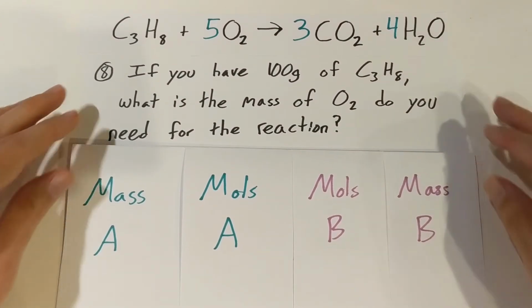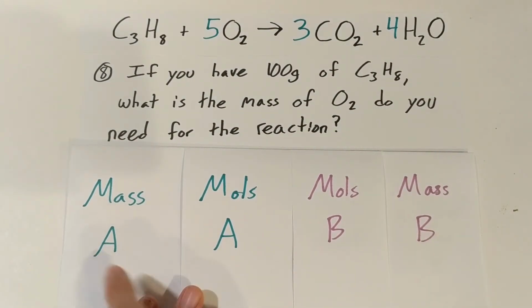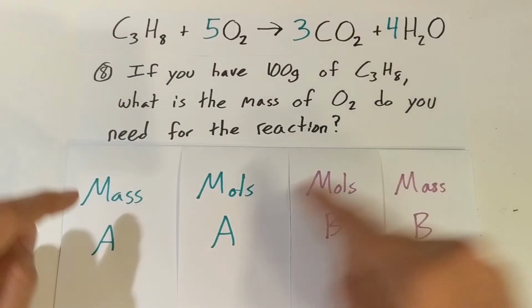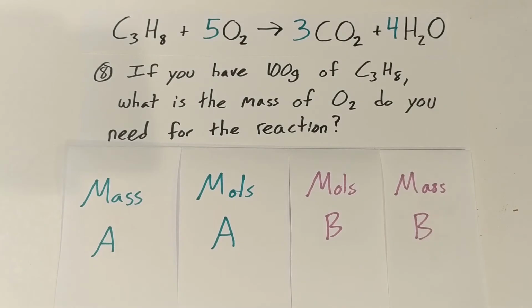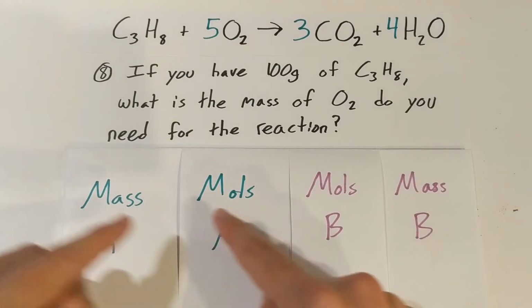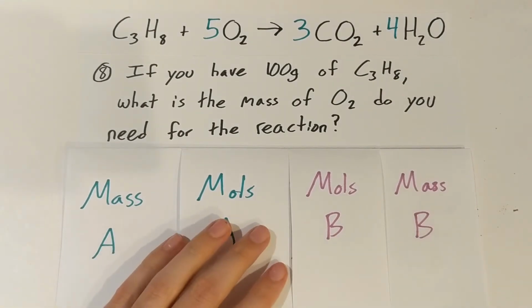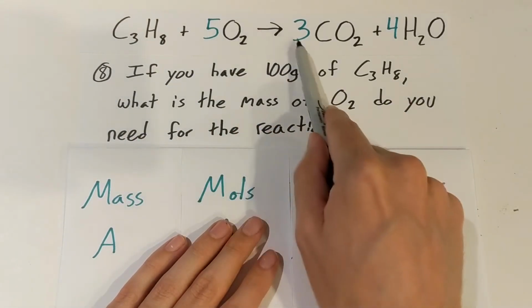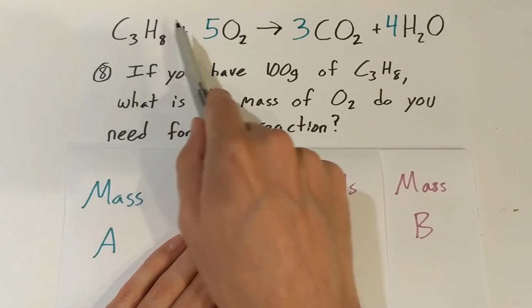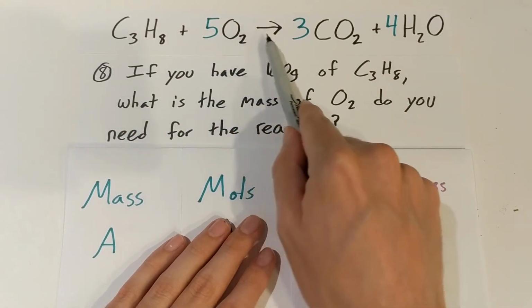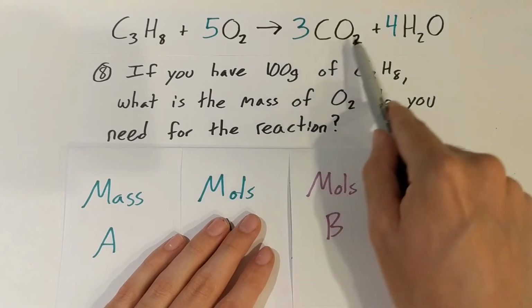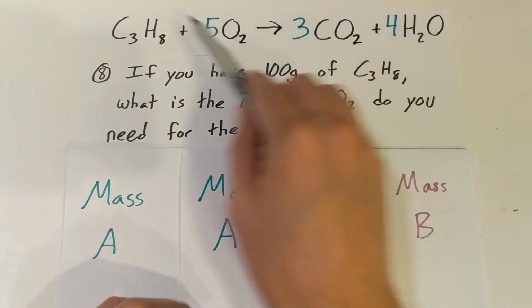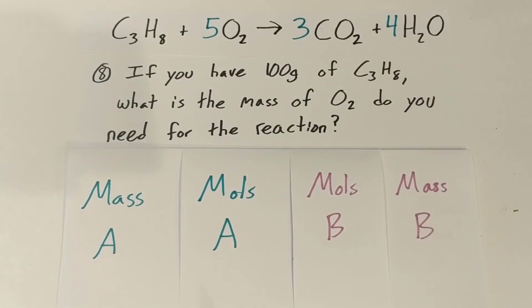You may be wondering, so far we've just been going moles to moles, just opening these 2 flaps. Why do we have these outer flaps? It's in case we have to convert our mass to moles first, because these coefficients mean moles. So 1 mole of propane and 5 moles of oxygen react together to form 3 moles of carbon dioxide and 4 moles of water. There's no spot to stick grams up there.